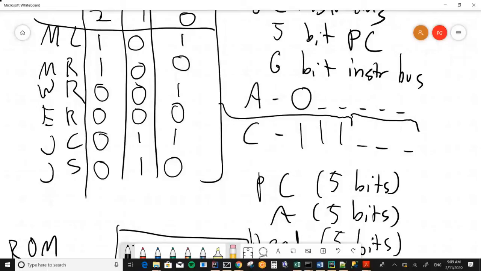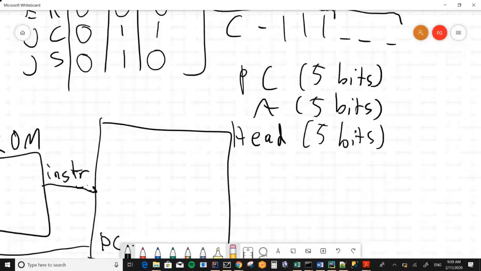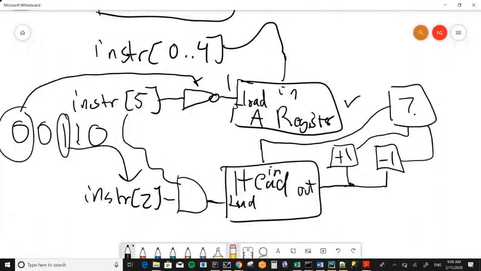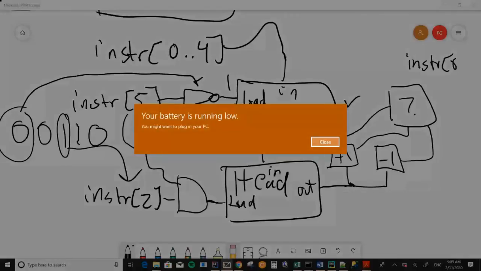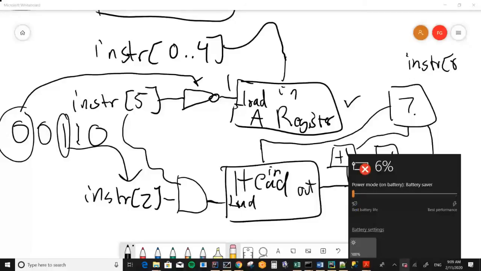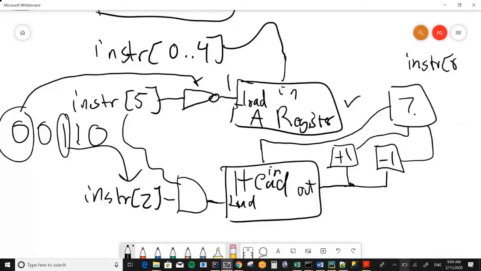Now, is that 0 bit, if I wire that 0 bit directly, uh-oh, my battery is running low. How long do I have? I have 6%. Okay, but how long is that? I need time. Okay. I have 9 minutes. Think about this while I grab my charger. I'll be right back.